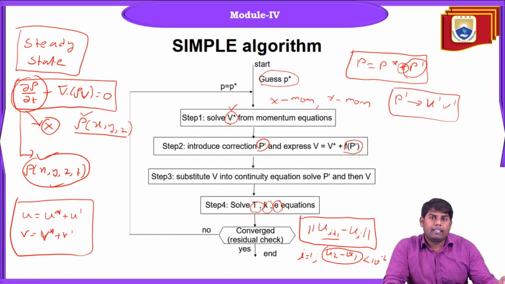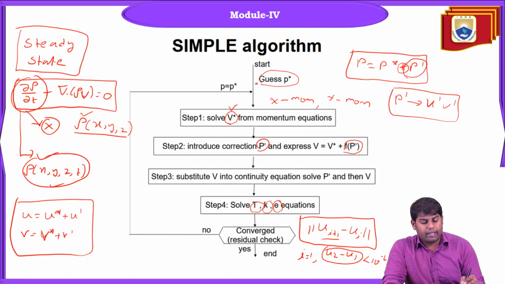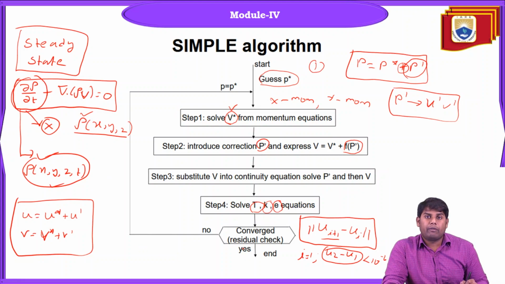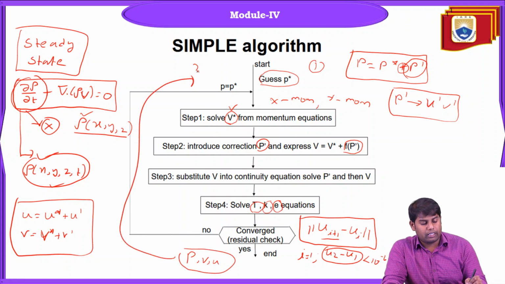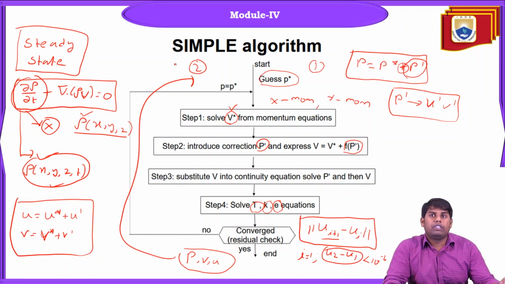So if it is greater than 10 power minus 6, it will go for the second iteration. Let's say this is the first iteration. For the second iteration, whatever output values we get from the first iteration, let's say the p value, v value, or u value, these will be the input for this second iteration. So from here we will be taking it. Okay, so this is what happens in the SIMPLE algorithm.